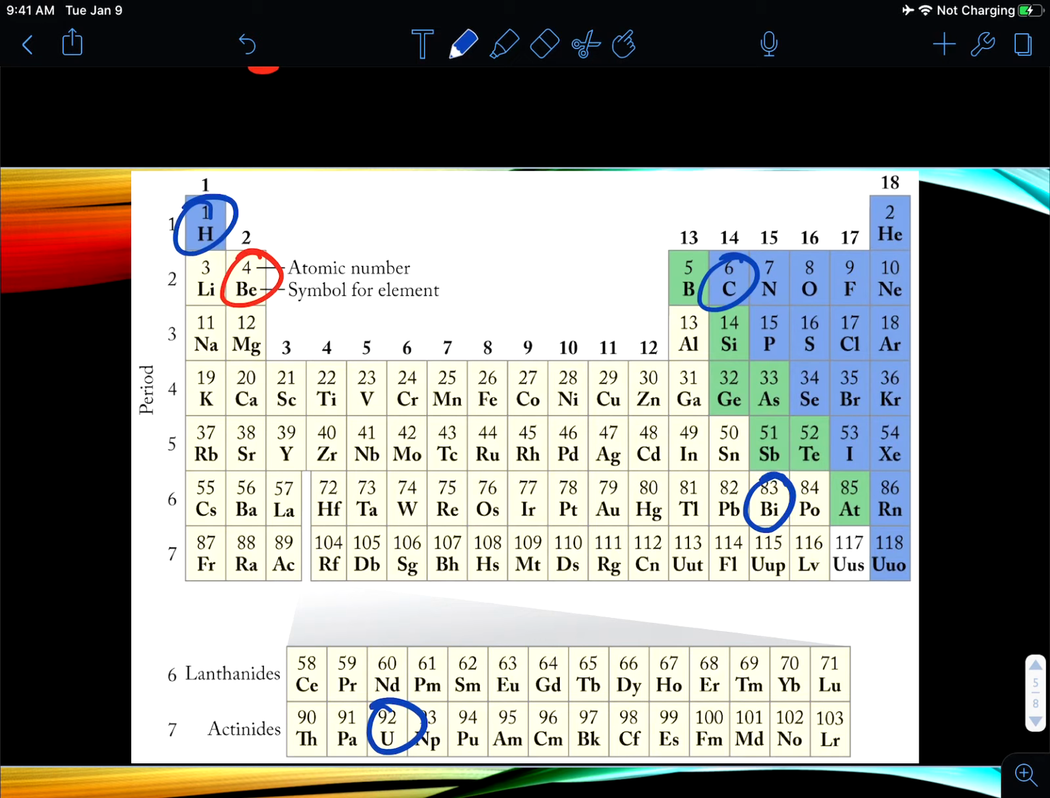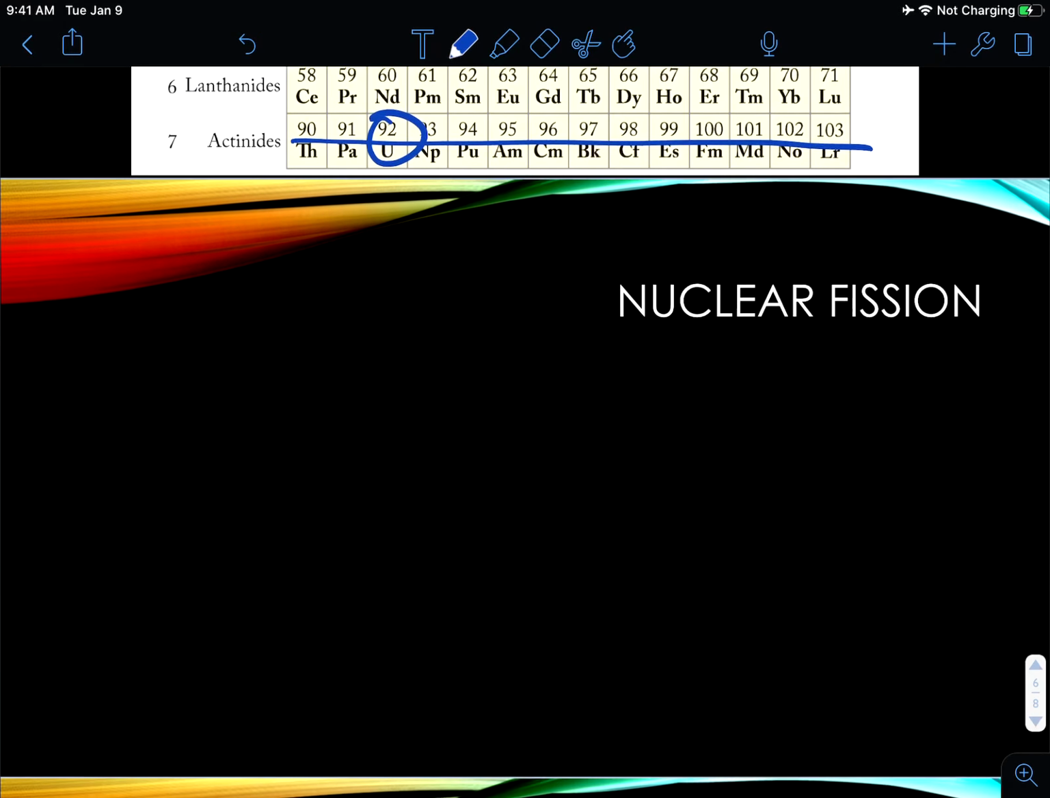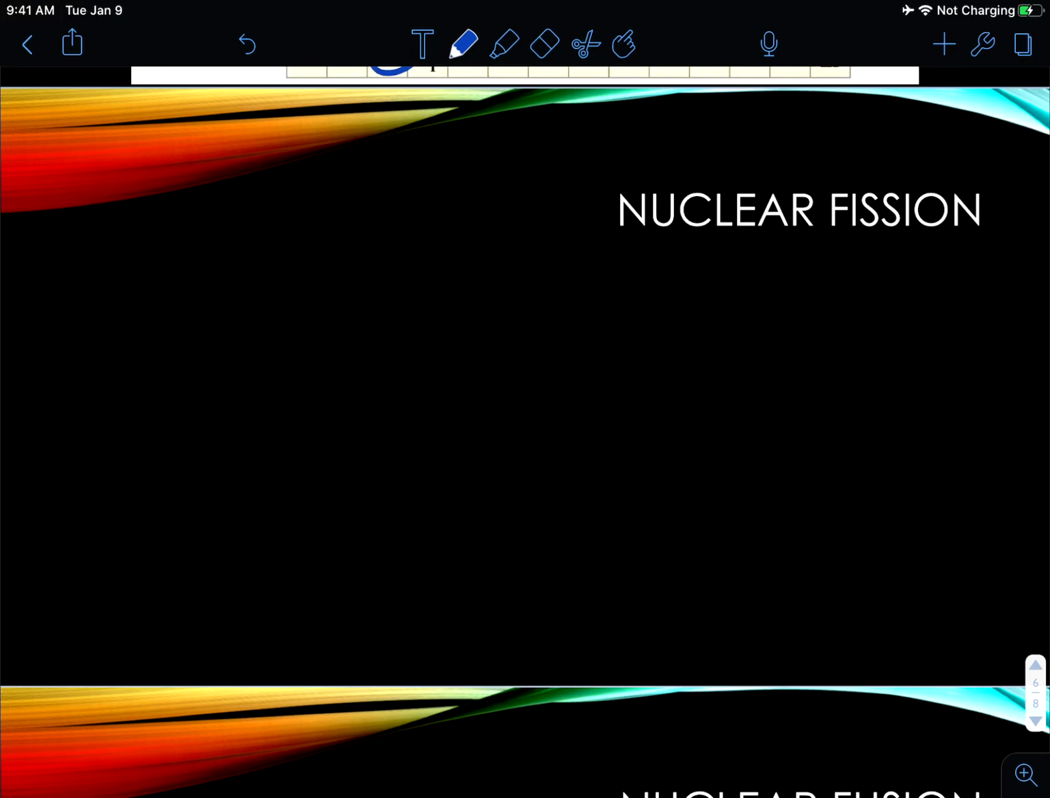Okay? But I want you to realize that everything beyond 83, when you look at your periodic table, that means you're going to go like this, then you come down here, all those, and finish this here. Those are all radioactive, all their isotopes. So nuclear fission is a little bit different than radioactivity.